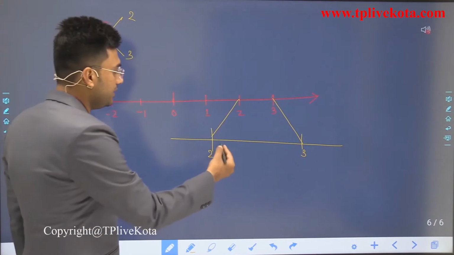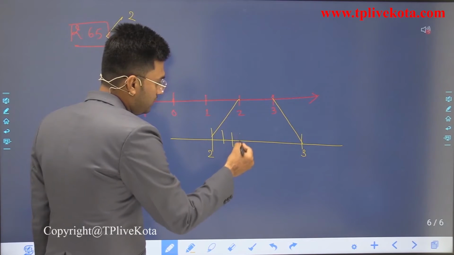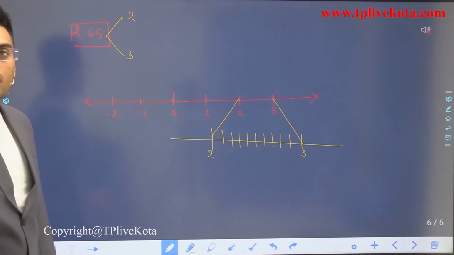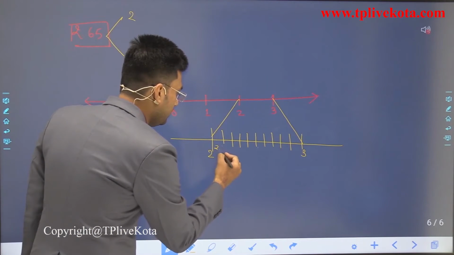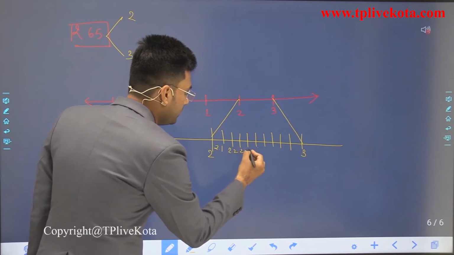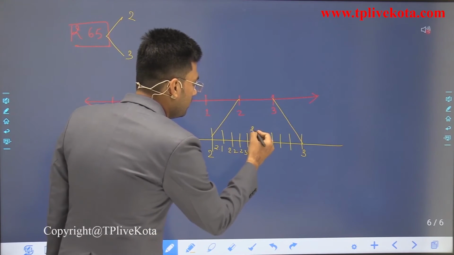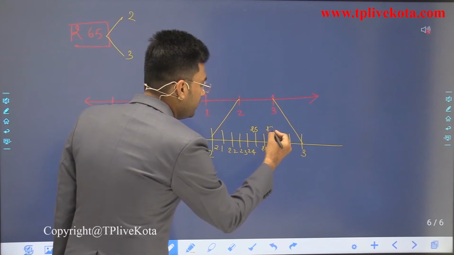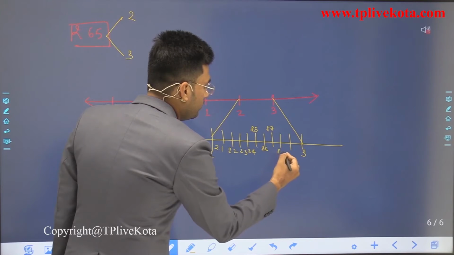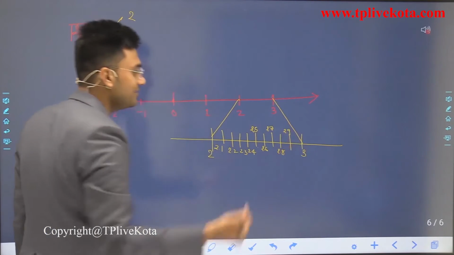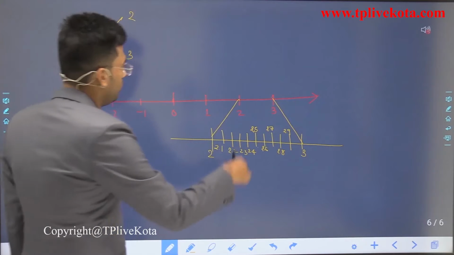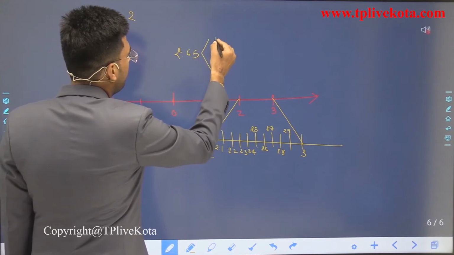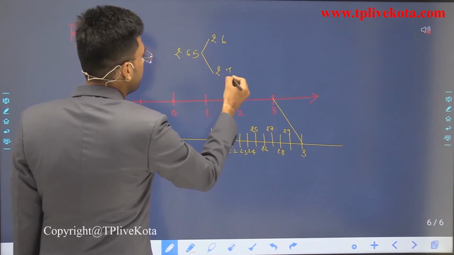Let's divide 2 and 3 into 10 equal parts. 1, 2, 3, 4, 5, 6, 7, 8, 9 and 10. Now this is 2.1, 2.2, 2.3, 2.4, 2.5, 2.6, 2.7, 2.8, 2.9 and this is 3. Now 2.65 is between 2.6 and 2.7.